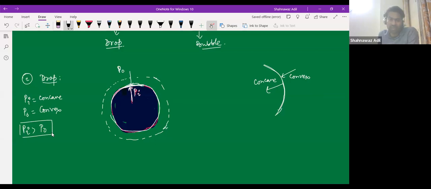And what we are doing is that, let's say this radius is R, right? And we are applying some external force to increase the radius by delta R. So this distance is delta R. And this is a very crucial thing. Please try to understand, right?